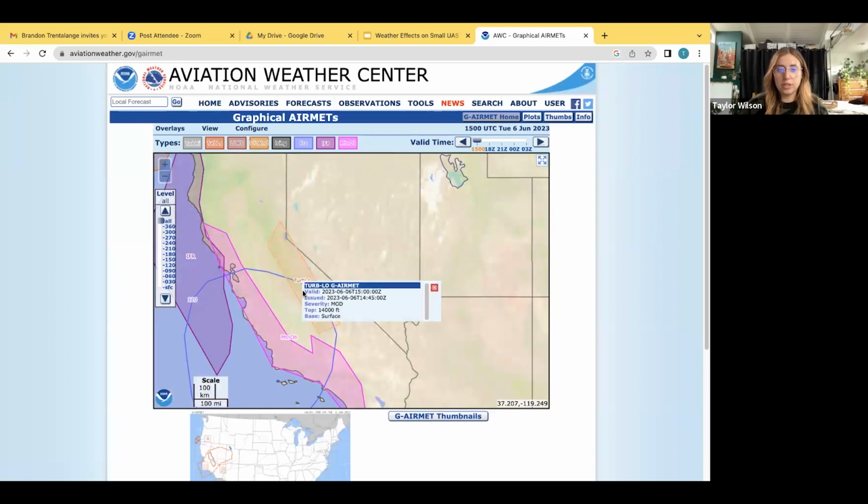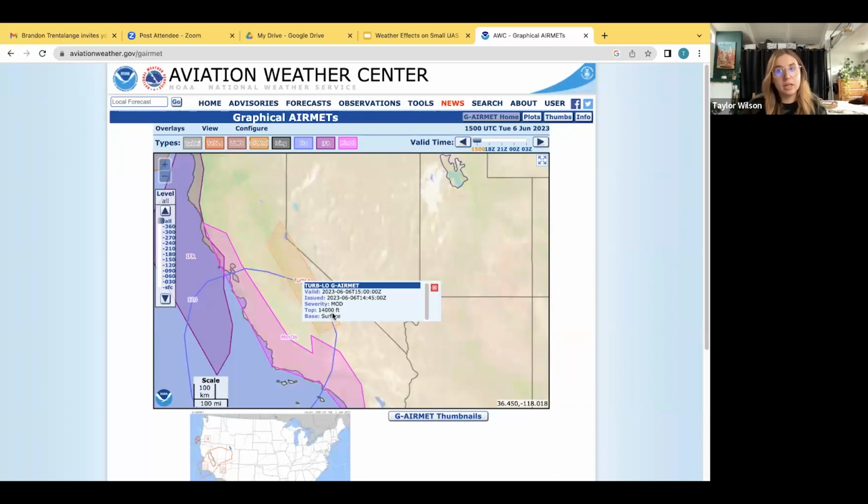So you can see what time this is valid starting at, and an AirMet is valid for a 6-hour window. And then what time it was issued. So it was issued at 1445 Zulu, valid starting at 1500 Zulu. The severity of this turbulence is moderate. And now the base is at the surface, tops 14,000 feet.